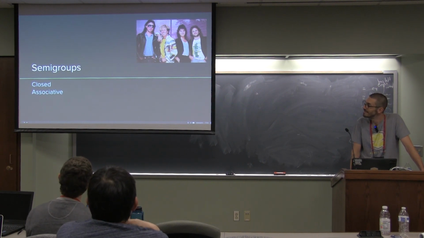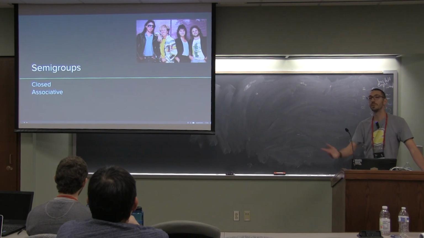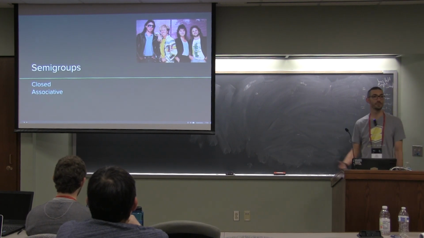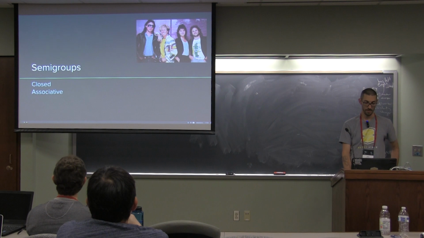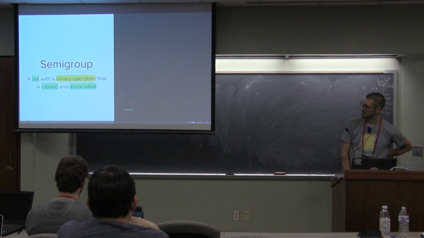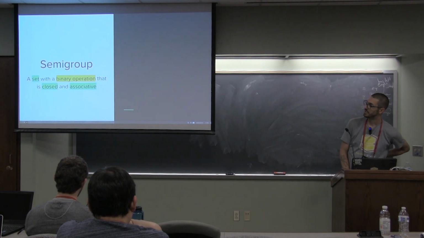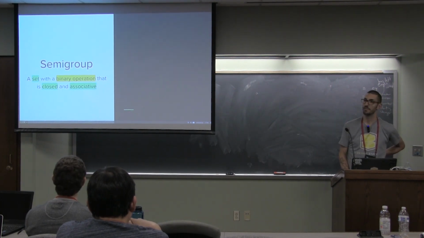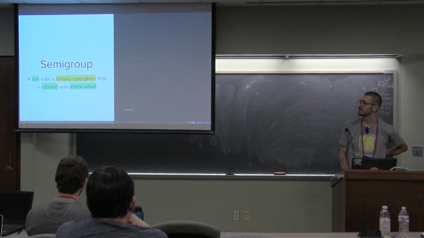Not proud. So what are semigroups? Semigroups are basically magmas that are associative. Well, we saw associativity earlier. But once again, it's a set with a binary operation. That's going to be common for all the stuff that we're talking about. But it's going to be closed and associative.